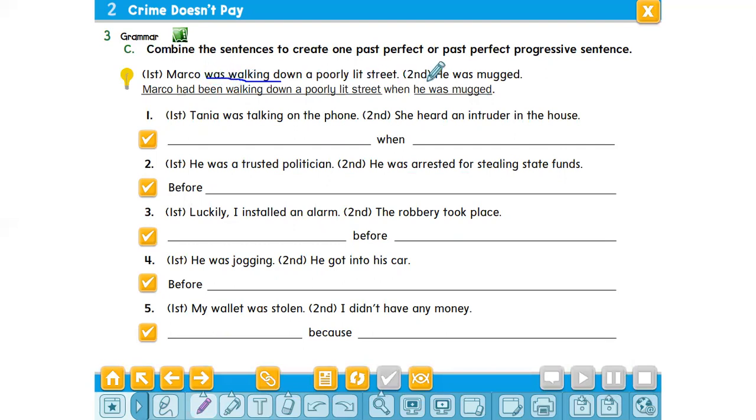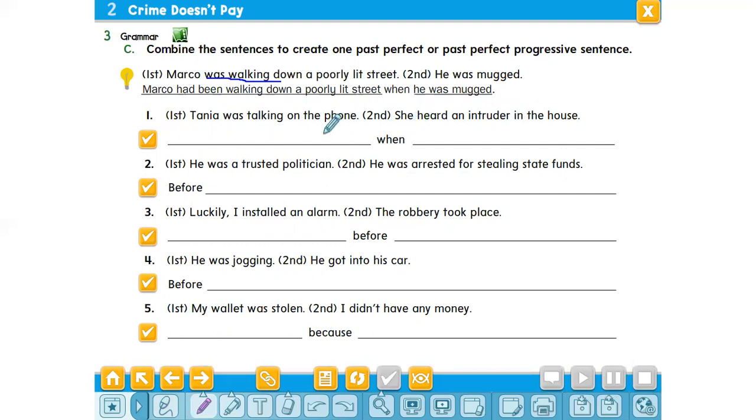Okay, and the second action will be the same tense, which is past simple. He was mugged. Here now, you can answer the first question. Okay, number 1, first Tanya was talking on the phone. First action, Tanya was talking on the phone. Second action, she heard an intruder in the house.